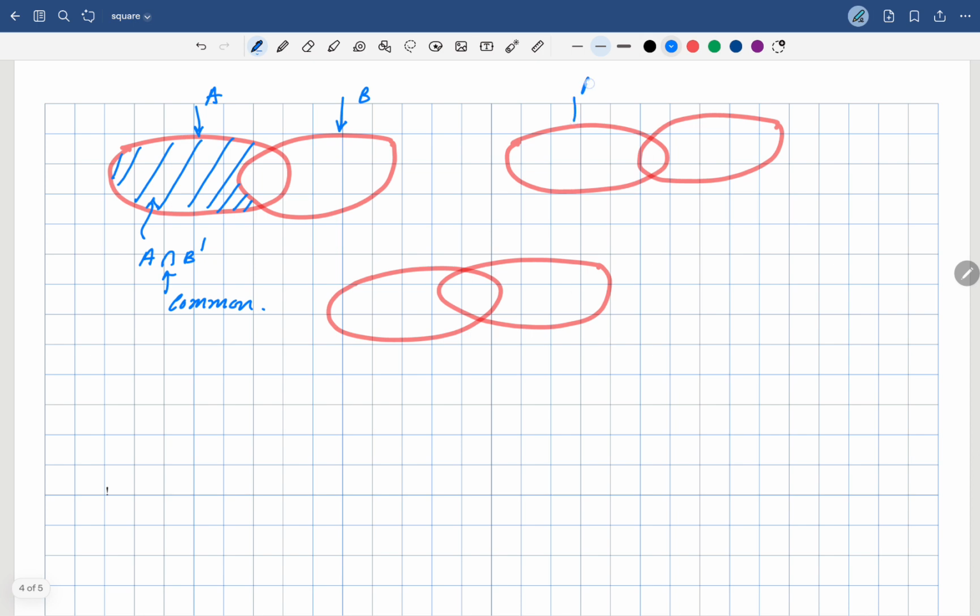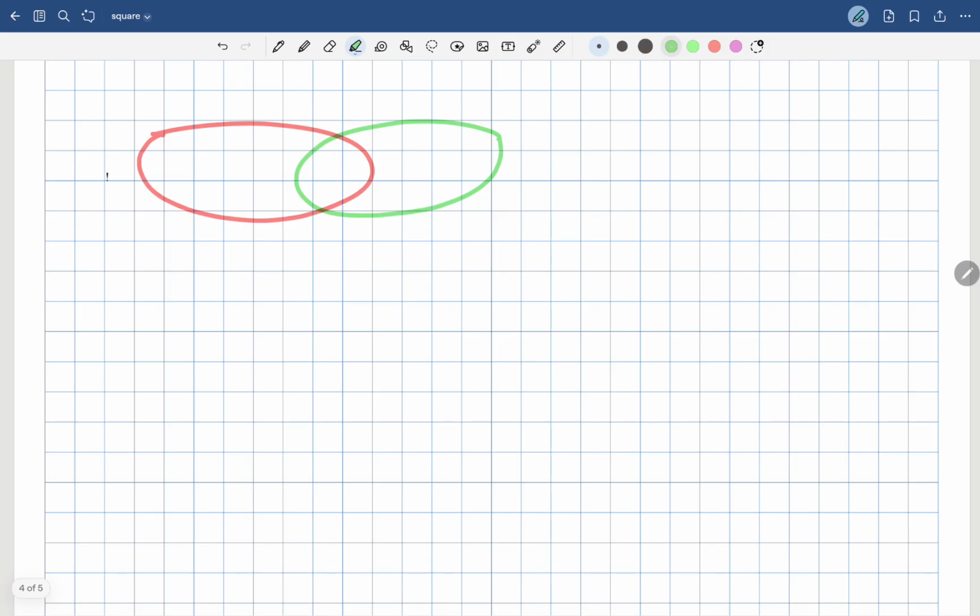Then this is A and this is B. So this you can write as A prime intersection B. Intersection means common. I will show it to you in a different diagram. So what about this common area? That can be written as A intersection B. A intersection B means things common between A and B.